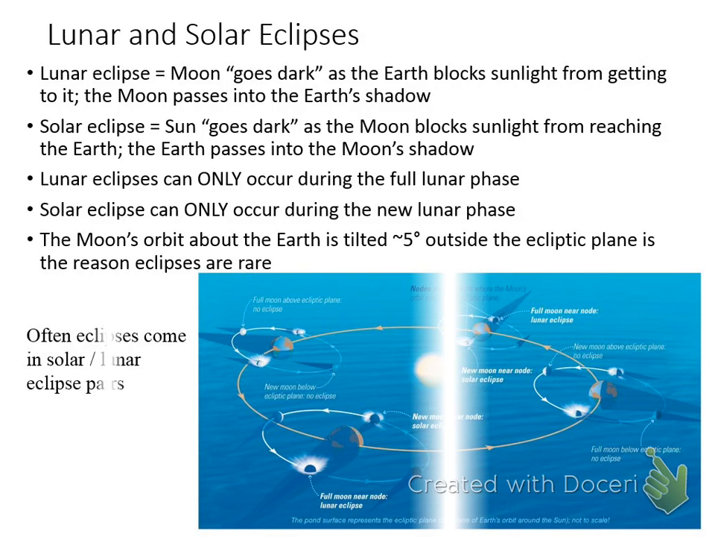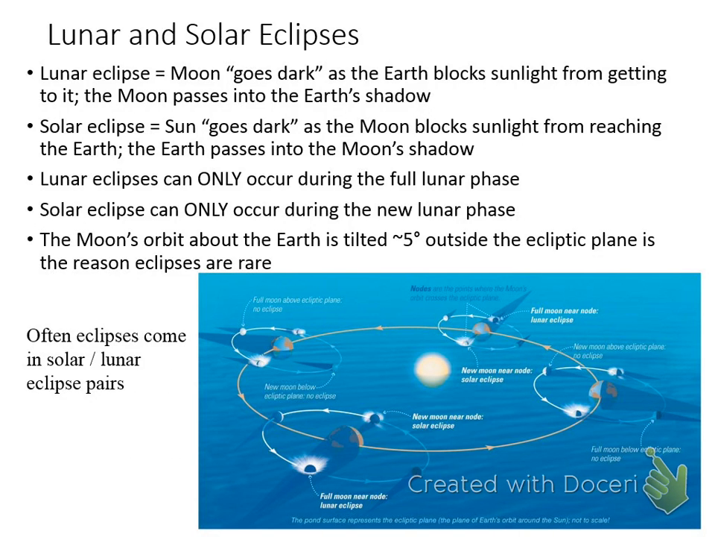And the reason that we don't get an eclipse of the moon every full moon and an eclipse of the sun every new moon has to do with this slide right here. As the moon orbits the Earth, it has a plane, just like the Earth orbiting the sun has a plane. We call that the ecliptic, right? When the Earth orbits the sun, that's the ecliptic. The moon's orbit is about 5 degrees tilted outside. So it has to be just right. It's kind of like bobbing up and down. So that's why.